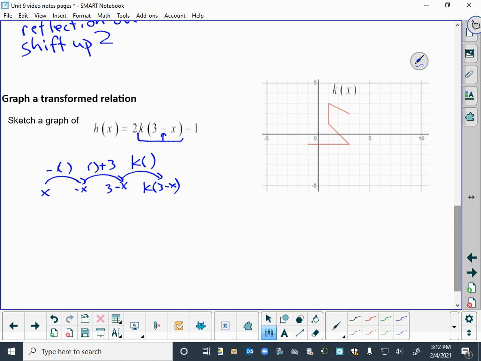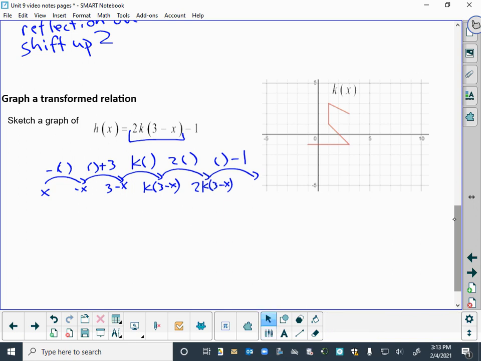I see that happening right there. That then gets multiplied by 2. So there is my 2 times k of 3 minus x right there. And then finally, I'll take all of that and subtract 1 from it. Okay. So I can see the transformations that have been done. I can read them off here.